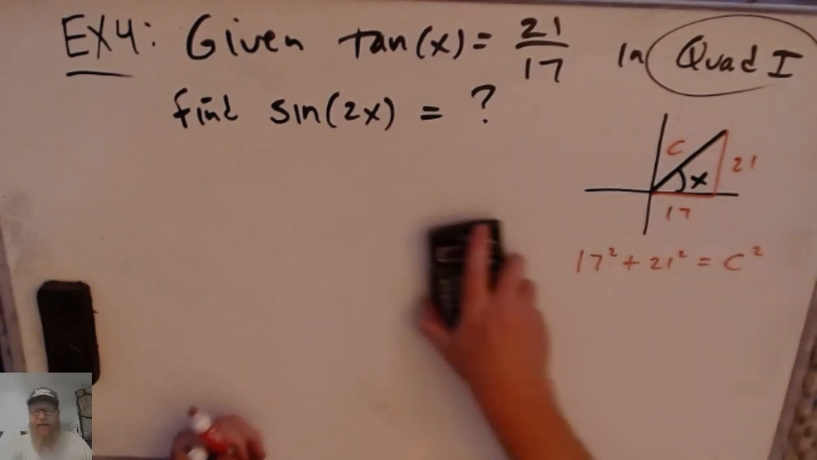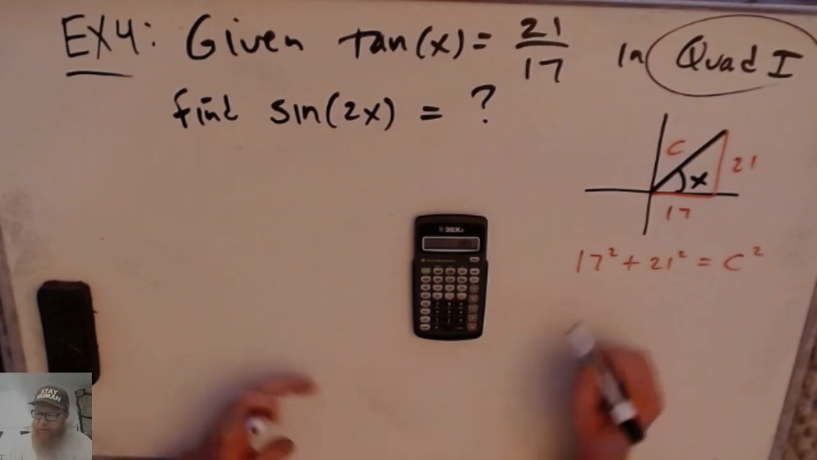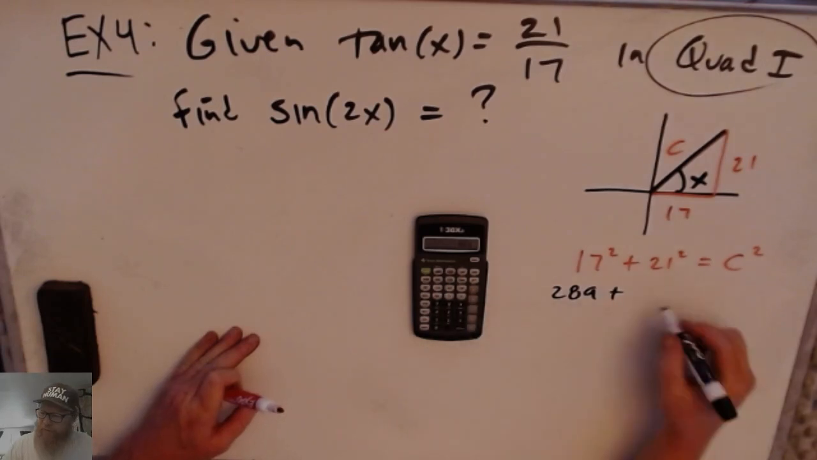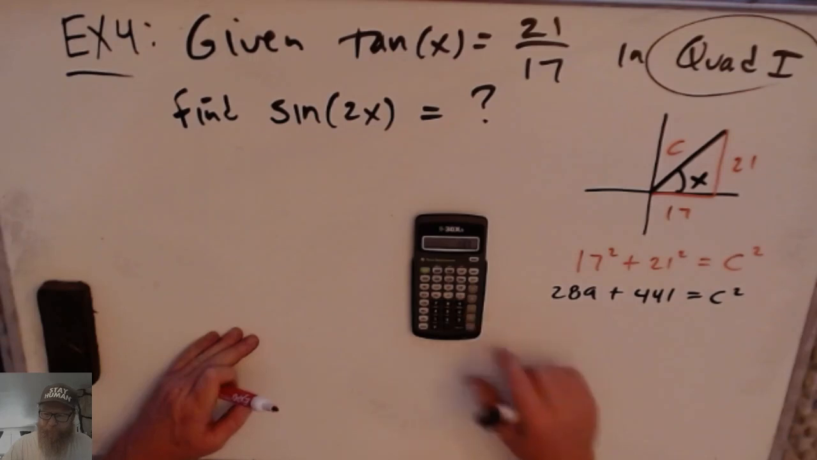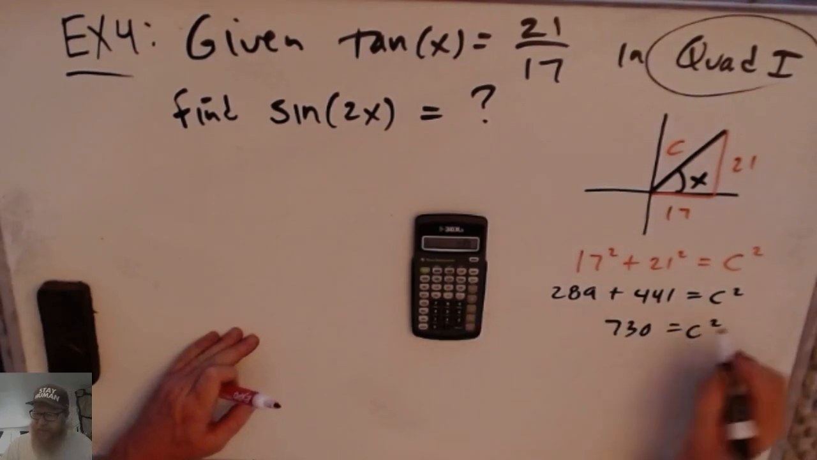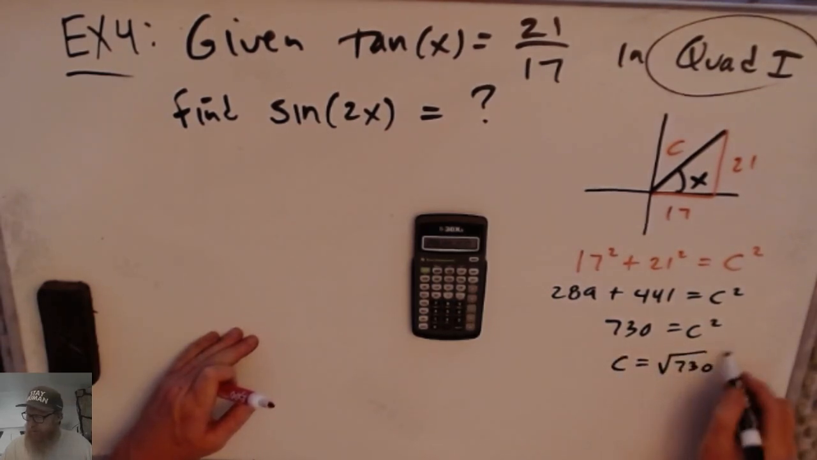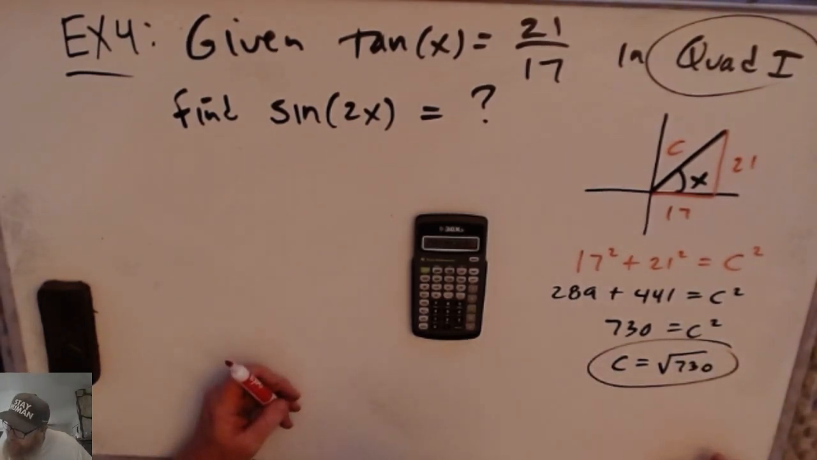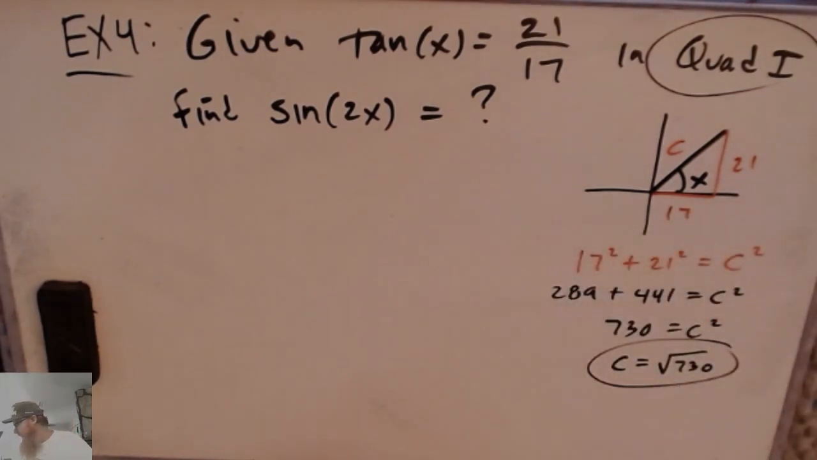These are getting a little out of my league for squaring in my head. So 17 squared, oh, I knew that, 289. 21 squared, anybody know 21 squared off the top of their head? 441. So you get 730 is c squared. So we'll just say c is the square root of 730. It's not a perfect square. I don't even know if it's reducible. Let's just leave it as that. Might as well be exact.